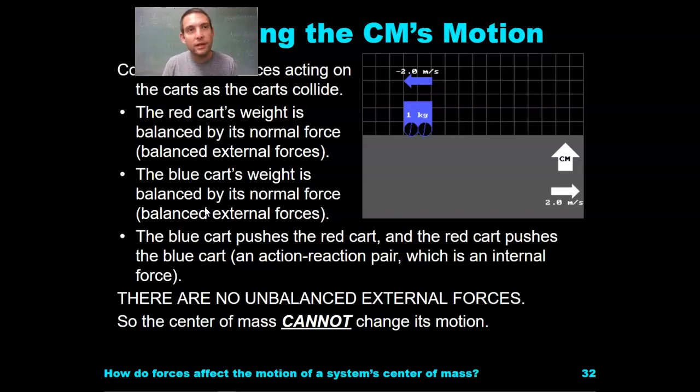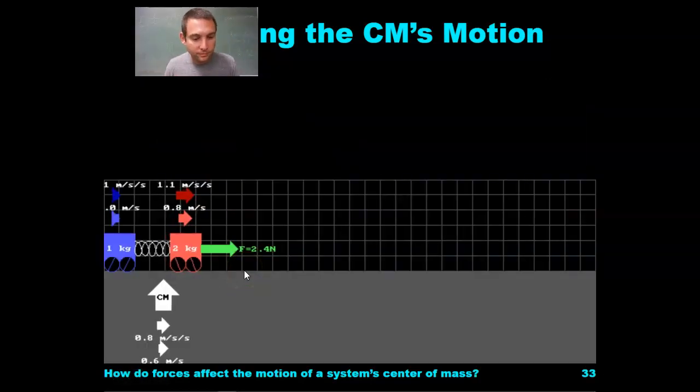In the real world, there's going to be friction that will slow down the red cart and eventually bring the red cart to rest. And if that's happening, that's an external force that is unbalanced on the system. So you're going to see the center of mass begin to accelerate down to 0 when both carts are at rest.